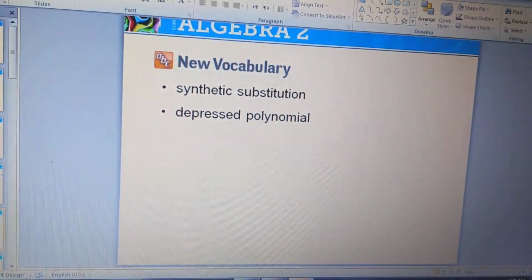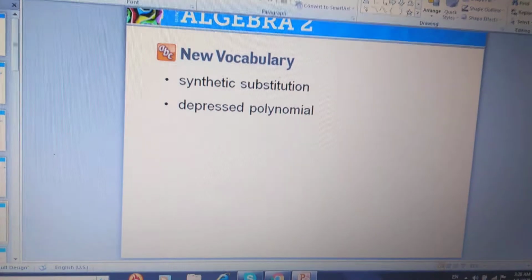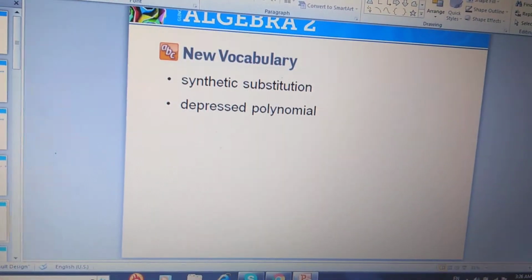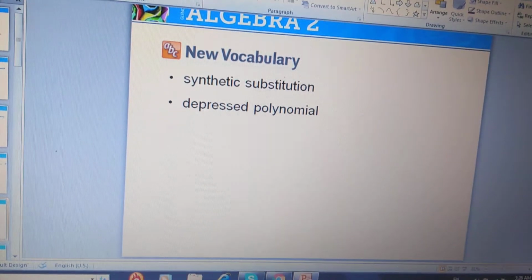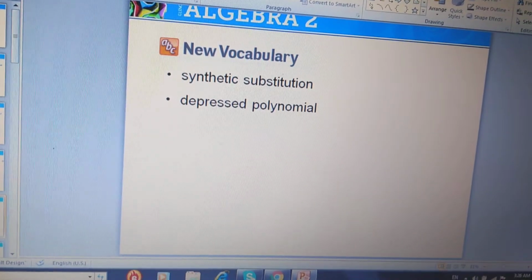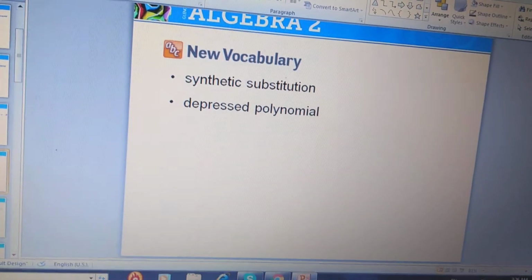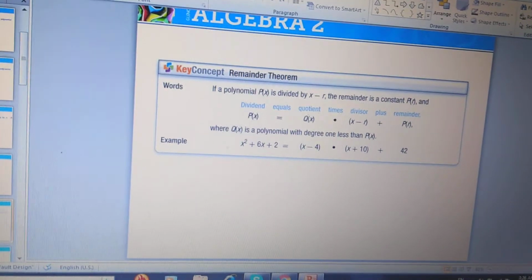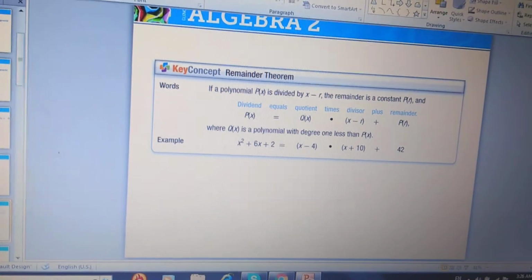In this lesson today, we have 2 points only. Synthetic substitution, which is related to synthetic division. We studied this when we studied dividing polynomials. And we have the depressed polynomial. Look here. This rule, we must focus on it to understand what it means.